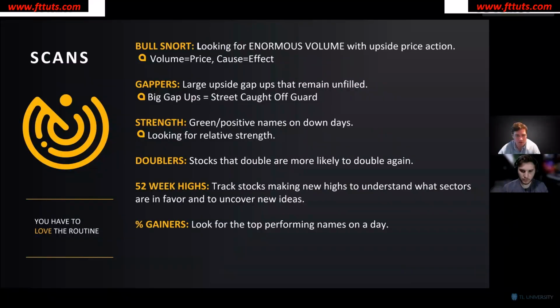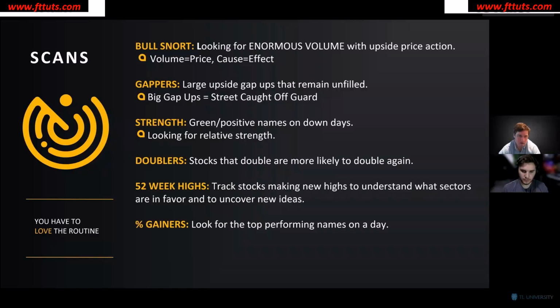So those are two of the main things that I look at. And oftentimes a big gapper will be a bull snort. So those are two. Then strength. This is something I'm really doing on down days in the market. I just have a relative strength scan where I'm looking for names that are green. I'm also just doing this by scrolling through my lists, kind of seeing what names are holding up the best. That's really the way that I look for strength.